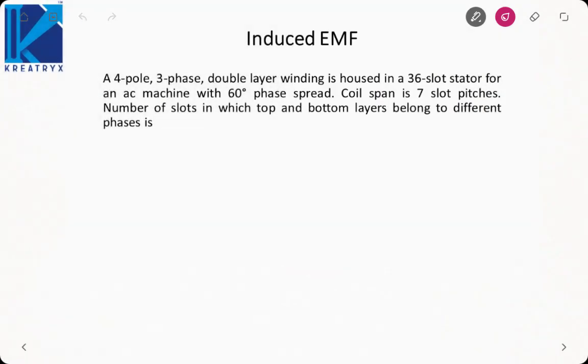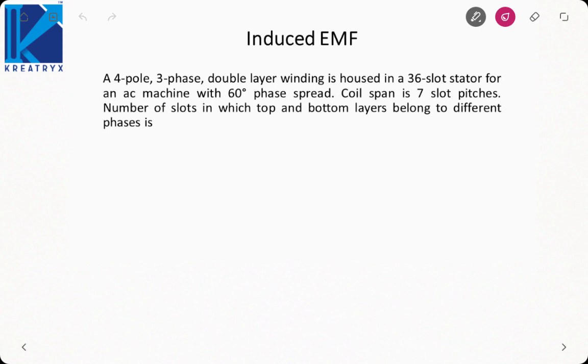In a similar way, I can ask you problem based on design of the winding, not essentially its parameter. So let us see here. A 4-pole 3-phase double layer winding is housed in a 36 slot stator with 60-degree phase spread. Coil span is 7 slot pitches, number of slots in which top and bottom layer belong to different phases.